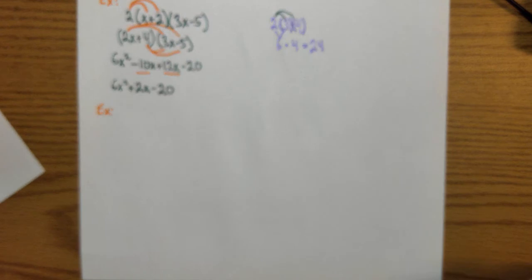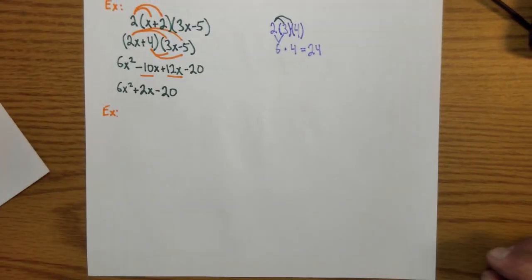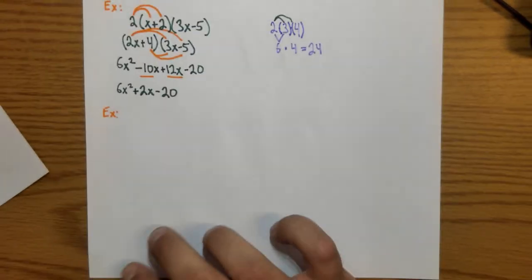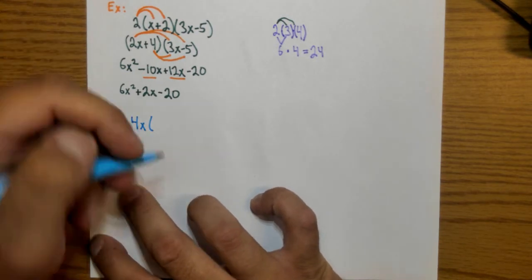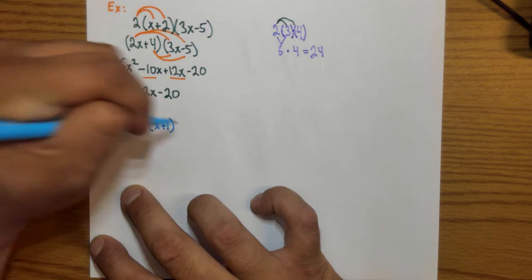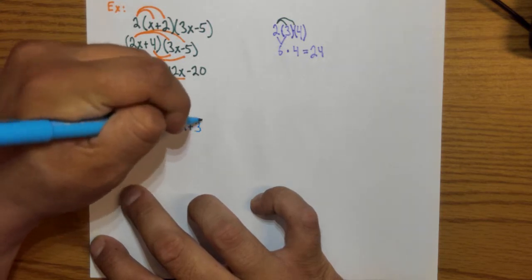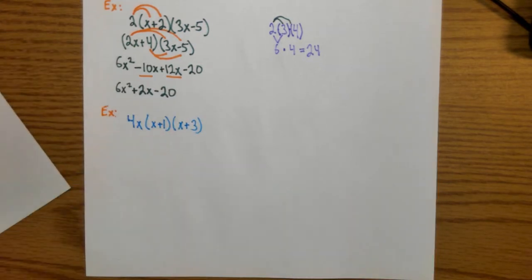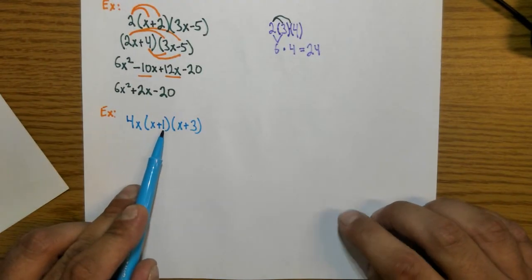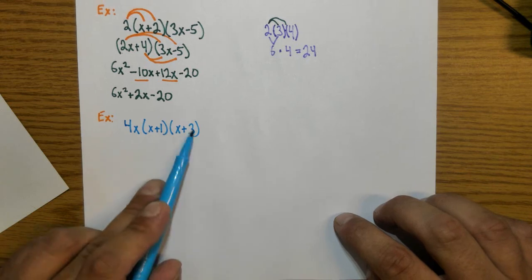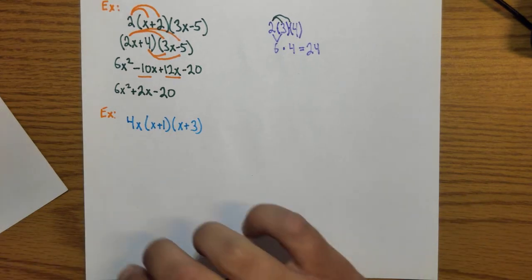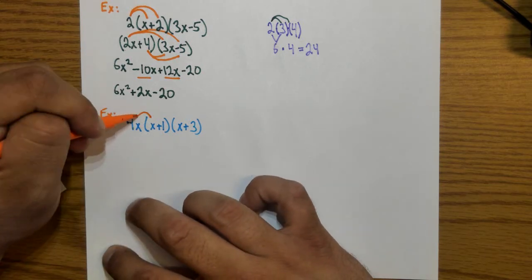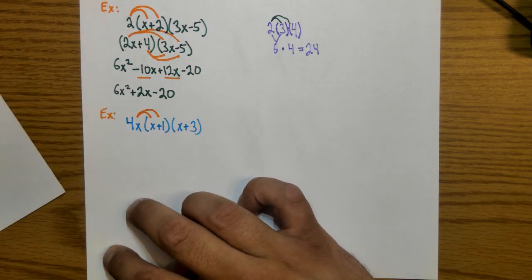So let's see, which one are we doing? I'll use this blue again. All right. Let's say that we have 4x now on the outside, and we have x plus 1 times x plus 3. So again, we're going to want to distribute this 4x only to one of the terms. And I guess it technically doesn't matter which term you distribute it to, but it's always nice to do it to this first one here. So we're going to take this 4x and multiply it to the x, and the 4x times the 1.